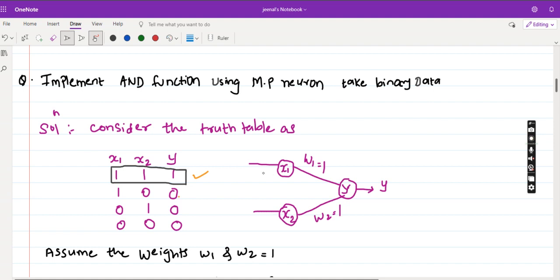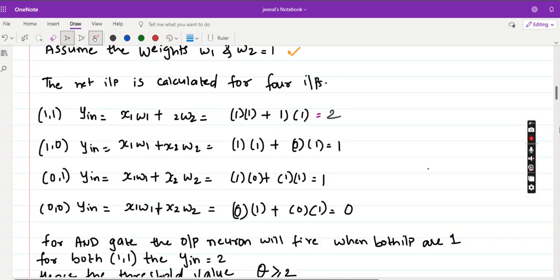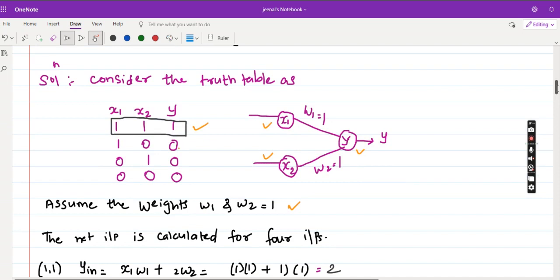So this is the structure or the architecture of the neural network. You have input neuron x1, input neuron x2, and y is the output neuron. Initially, we are assuming both the weights W1 and W2 equal to 1. So this is our assumption. W1 is 1 and W2 is also 1. So next thing that you have to find is the firing of the neuron. When do I want my neuron to fire? I want my neuron Y to fire, or Y to be 1, only when both the inputs are 1.